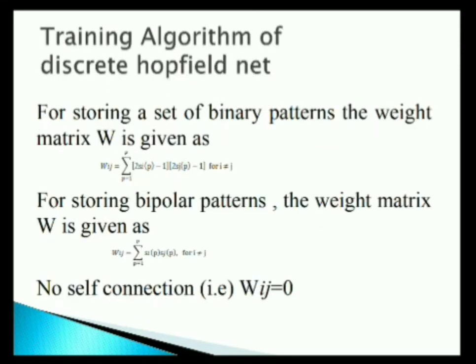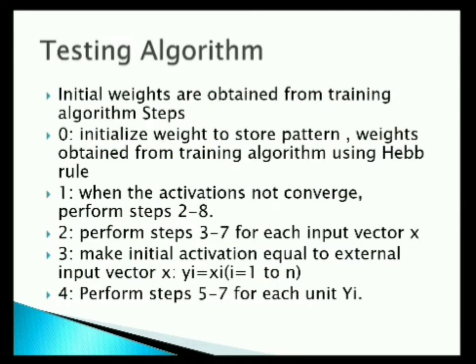Training algorithm. For storing a set of binary patterns, the weight matrix W is given as Wij equal to the summation over p equal to 1 to gamma. For storing bipolar patterns, the weight is given by this equation. There is no self connection, so Wii is equal to 0. First, initialize the weights to store the pattern. The initial weights are obtained from the training algorithm using the Hebb rule.